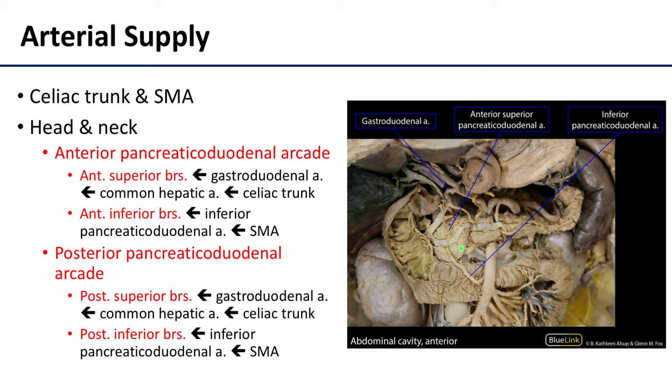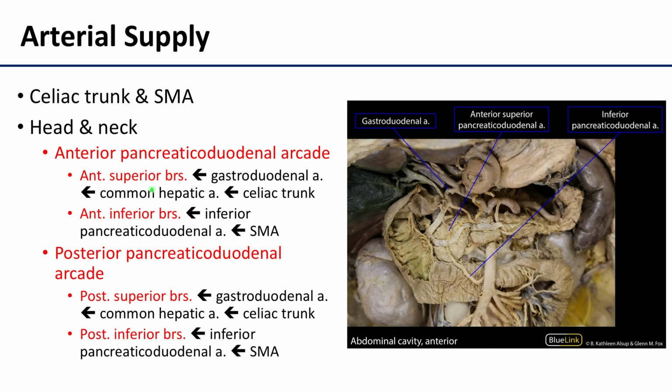So let's get into a bit more detail in terms of the head and the neck supply. On both sides of the head and neck region, there are what we call arterial arcades, and really that is just a network of anastomosing arteries. Both these arcades are going to have superior and inferior branches, and they're coming from the celiac trunk or the SMA. So let's start with the anterior pancreaticoduodenal arcade.